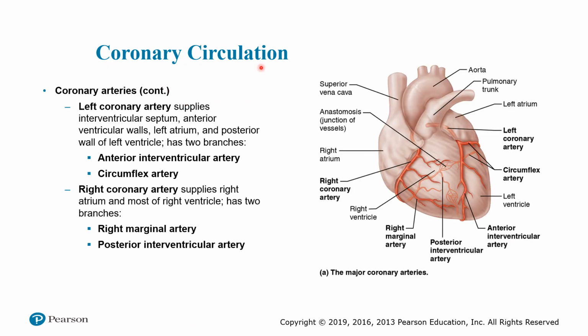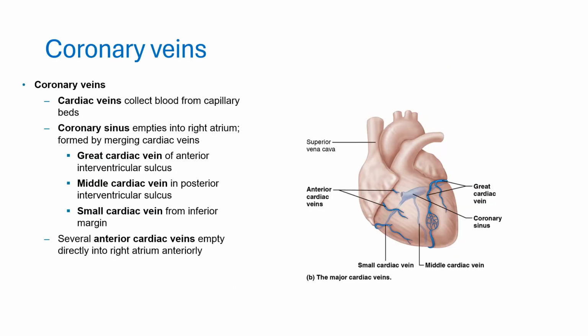So in coronary circulation, we have a left coronary artery and a right coronary artery. Both of them arise from the aorta. The left one goes to the left side and the right one goes to the right side. The left coronary artery has a circumflex artery and an anterior interventricular artery. And the right coronary artery has right marginal arteries and then the posterior interventricular artery, which we cannot see in this slide.